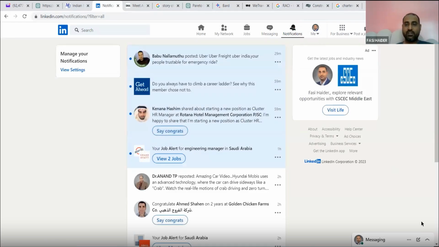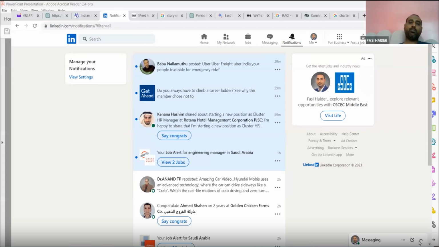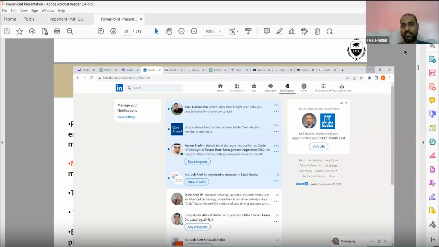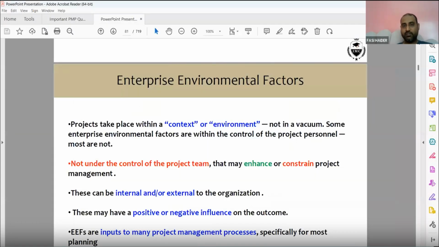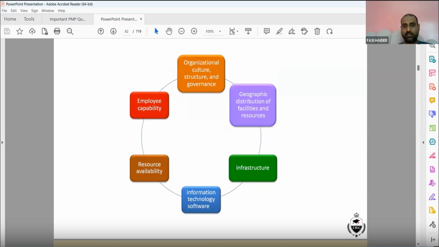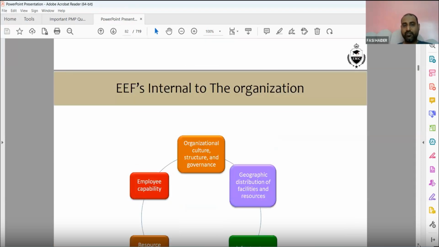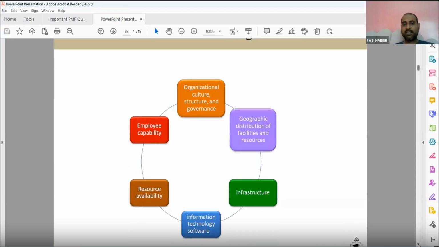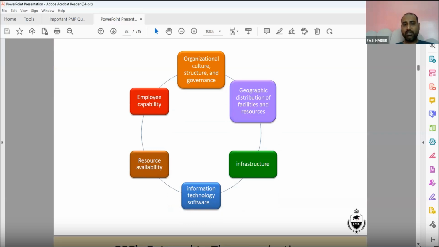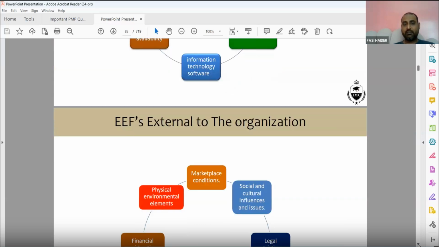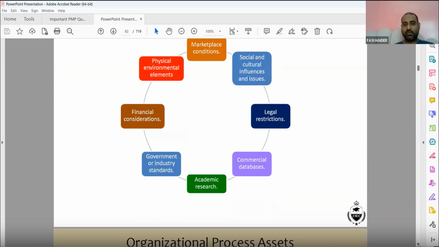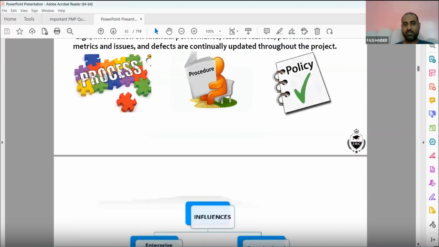Enterprise environmental factors. If the company is not able to listen to its employees, the company is going to fail, any company. If they don't listen to the customer and to the people, they will fail. These are internal to EEF: employees' capability, infrastructure, resource availability, information technology. Marketplace is an external thing. Organizational process assets include policies and procedures. We did that.